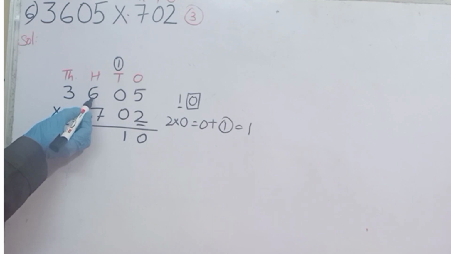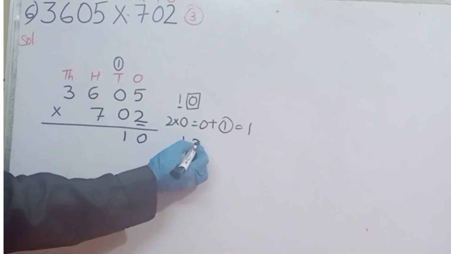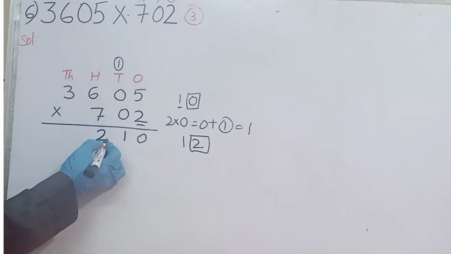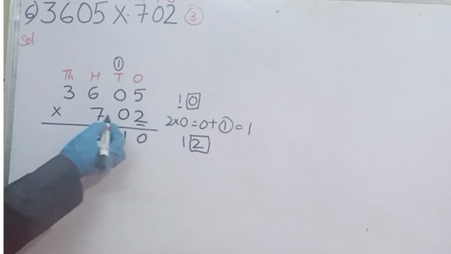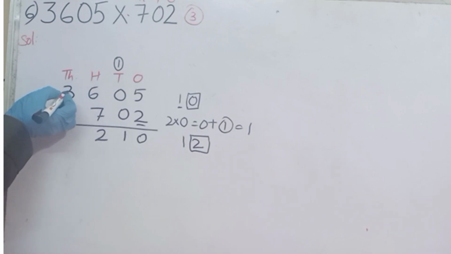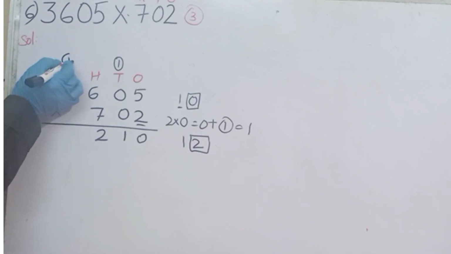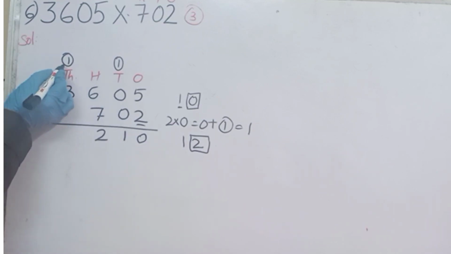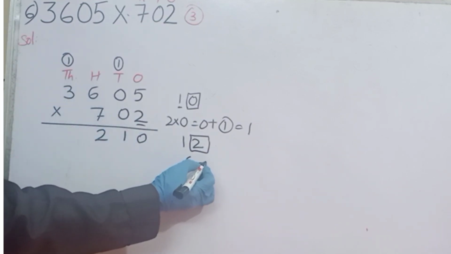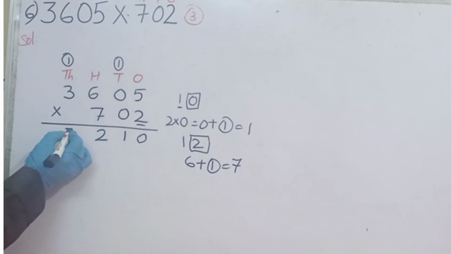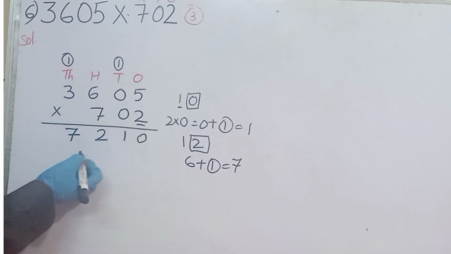2 6s are what? 12. So only the ones place number will be written in the answer, and this 1 will go as a carry to its beside number. We multiplied with 6, so it will go on thousands place. Now 2 3s are 6, and this 1 carry. 6 plus 1 carry is 7. Okay, students, is it clear till here?